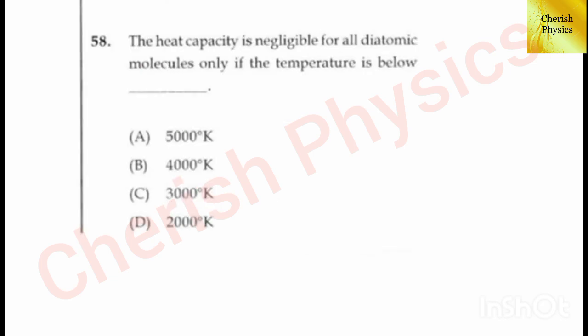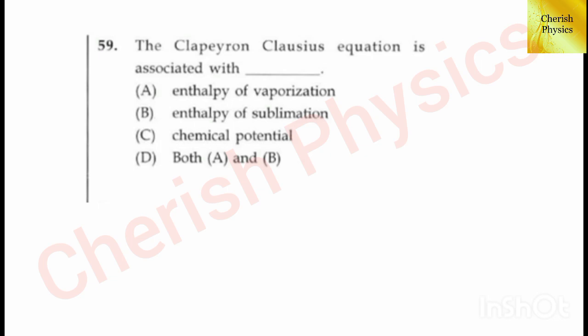Eighth question. The heat capacity is negligible for all diatomic molecules only is below dash. The answer is option D, 2000 Kelvin. Ninth question. The Clapeyron-Clausius equation is associated with dash. The answer is option D. Both enthalpy of vaporization and enthalpy of sublimation.